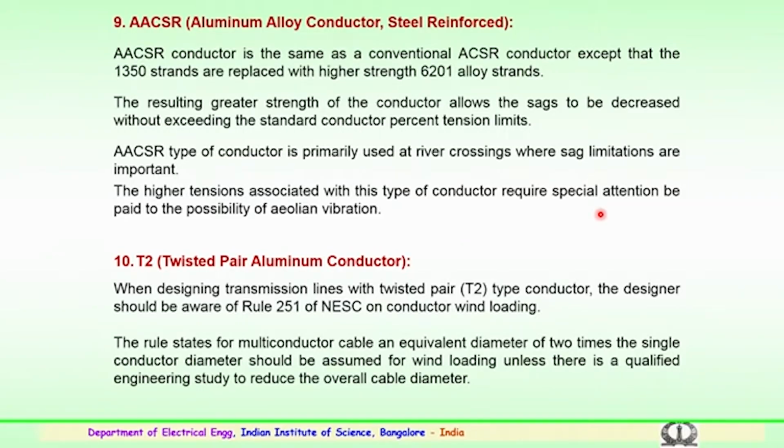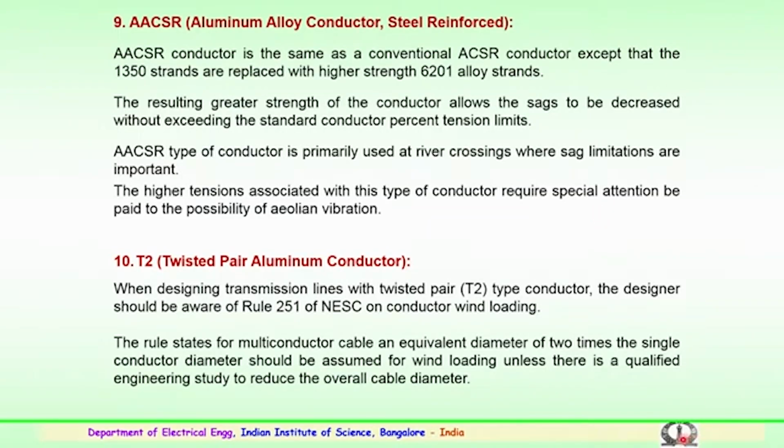When designing transmission lines with a twisted pair T2 type conductor, the designer should be aware of the rules in the National Electric Safety Code on conductors, particularly on wind loading. The rule states that for multi-conductor cable, an equivalent diameter of 2 times the single conductor diameter should be assumed for wind loading, unless a qualified study is used to reduce the overall cable diameter. So, this type of conductor could be used.